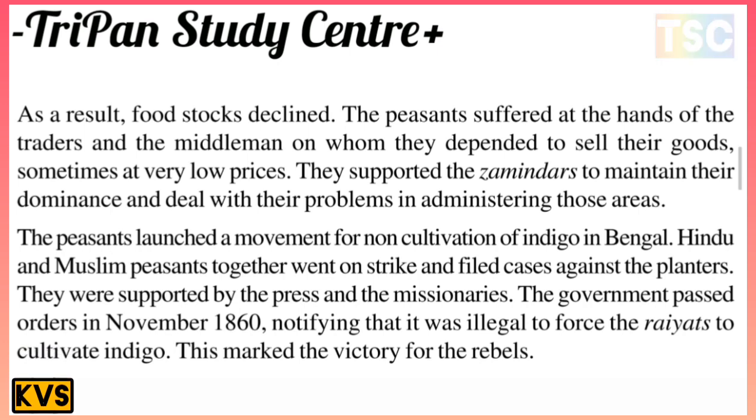The peasants launched a movement for non-cultivation of indigo in Bengal. Hindu and Muslim peasants together went on strike and fought legal cases against the planters, and they were supported by the press and missionaries. The government passed an order in November 1860 notifying that it was illegal to force the ryots to cultivate indigo, and this marked the victory for the rebels.